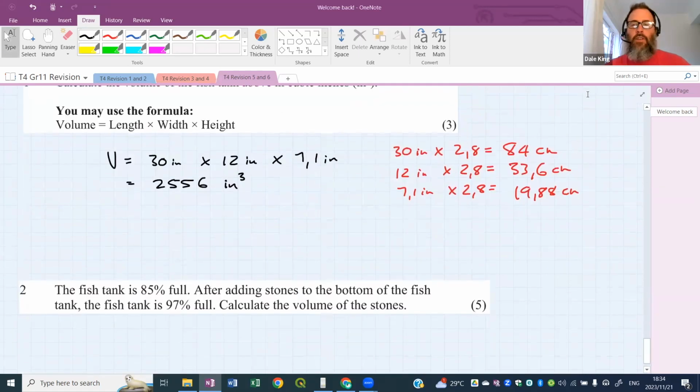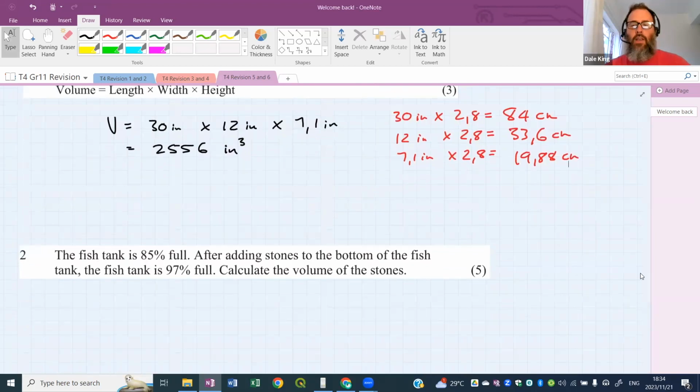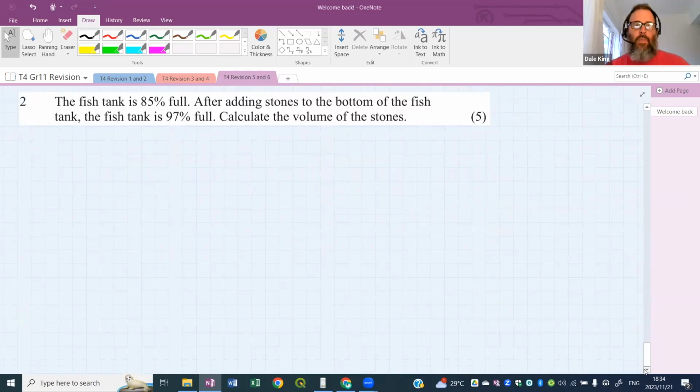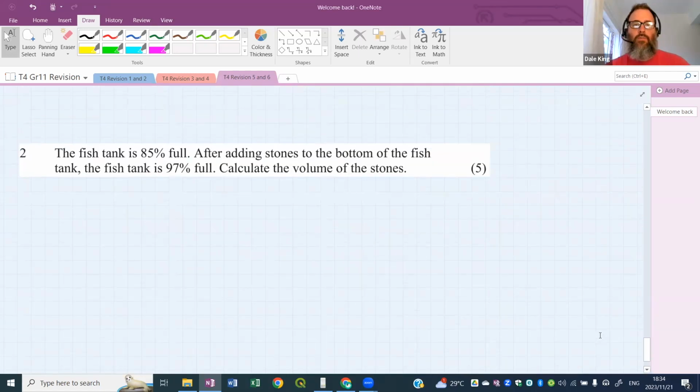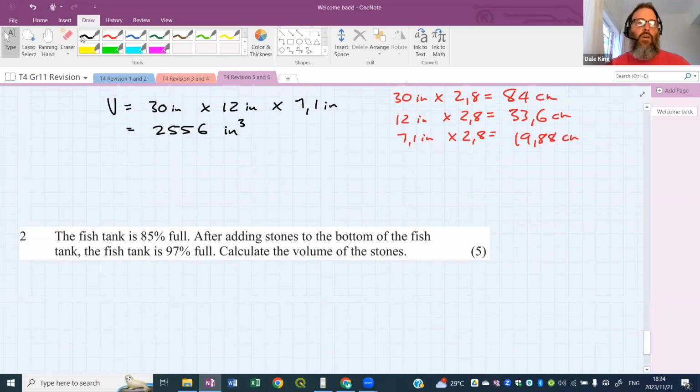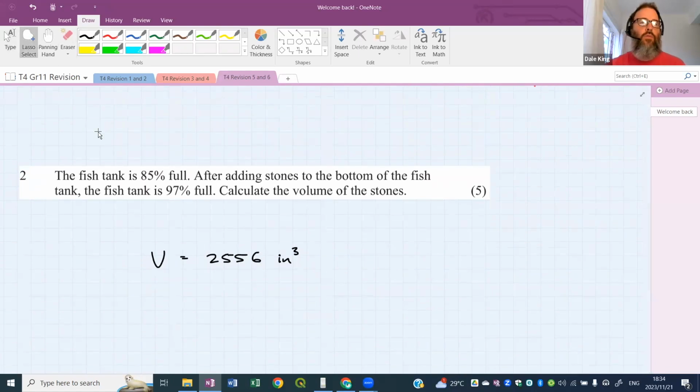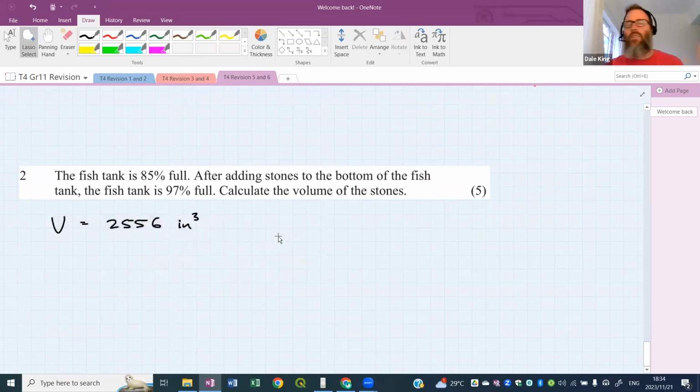Let's see. Now, this is the big one. All right. We've just got this answer here. I'm just going to put it here on the screen for question 2. There it is. This is the volume of the pool. We'll keep it in inches just for interest's sake. This is the volume of the pool. Not the pool, the fish tank.